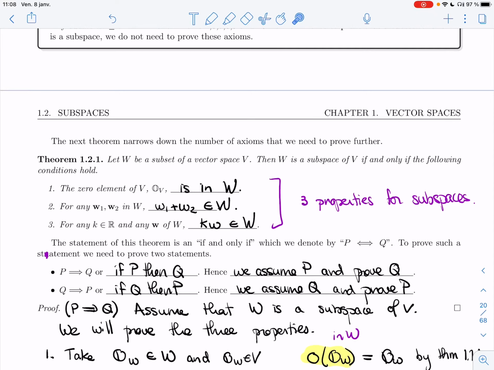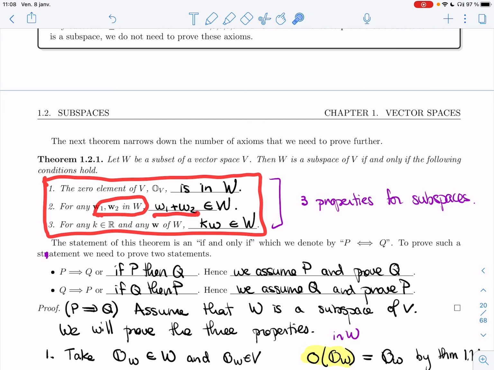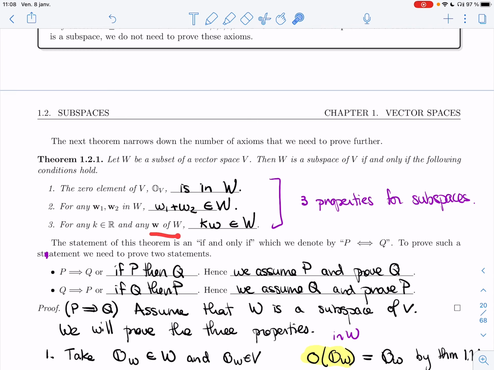Welcome back. In the last video, we proved this theorem that tells us that to show that something is a subspace of a vector space, all we have to do is to show these three properties. That 0 is in the subset, that if you take two elements of the subset, their sum is in the subset, and if you take one element in the subset and a real number, then the scalar multiplication of k with w is also in the subset.